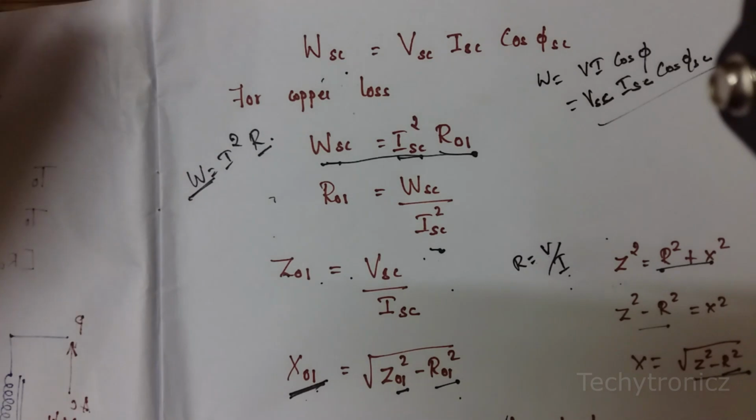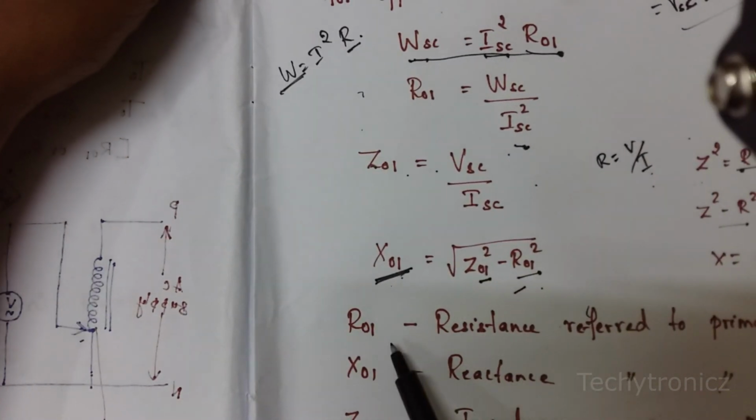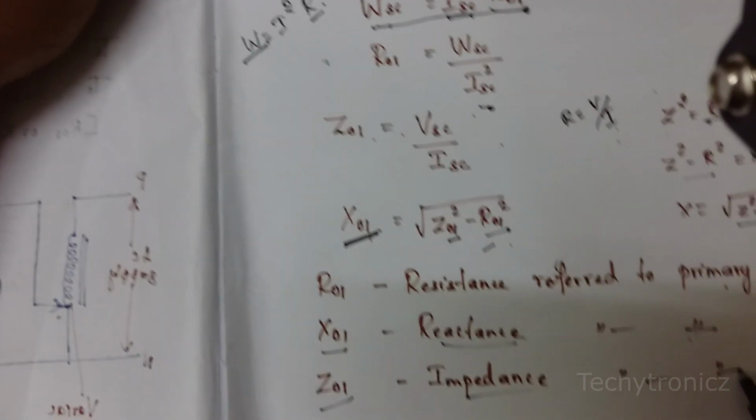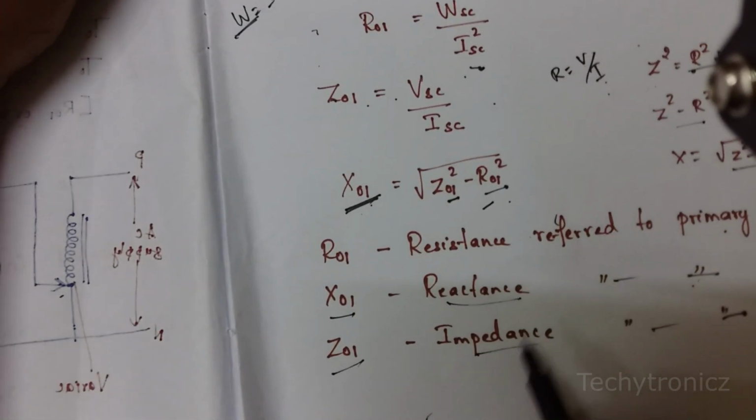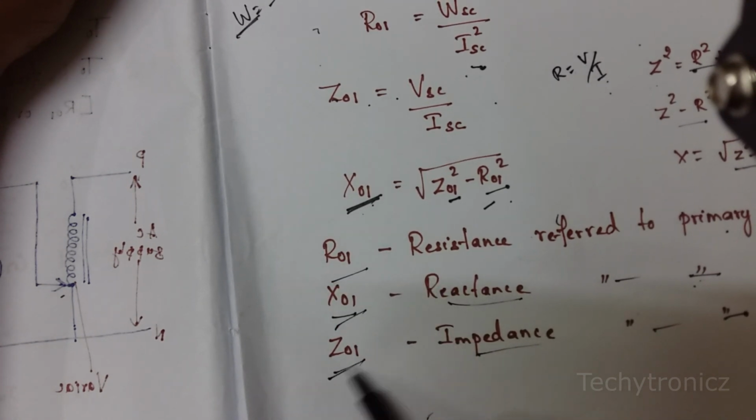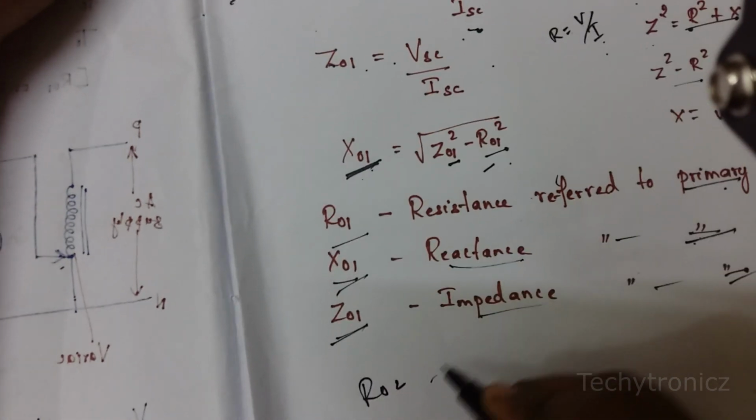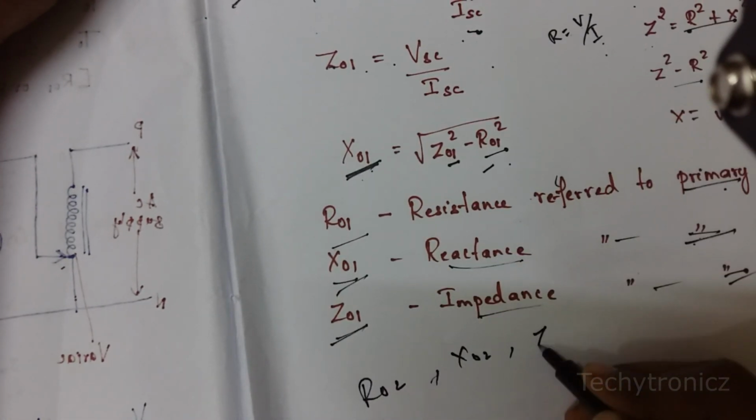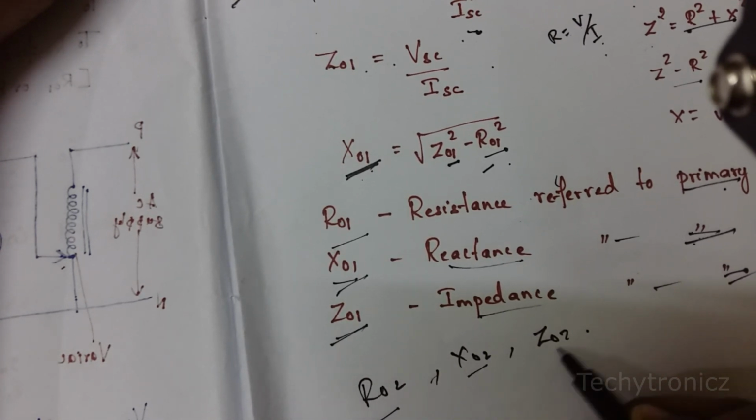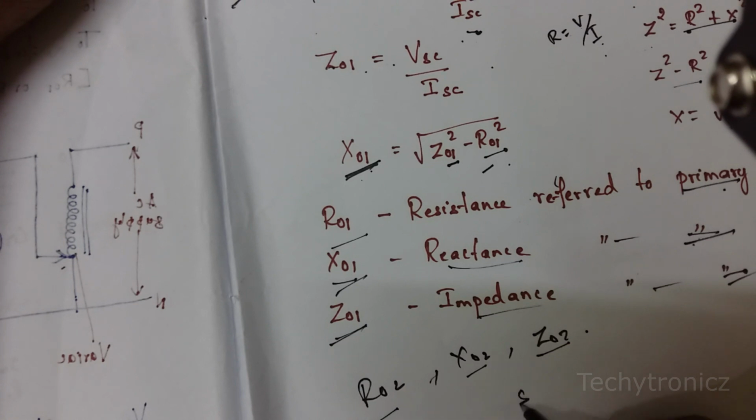Here R01 is the resistance referred to primary, X01 is the reactance referred to primary, and Z01 is the impedance referred to primary. So we are finding only the equivalent values referred to primary. If we find R02, X02 and Z02, they are the resistance, reactance and impedance referred to secondary.